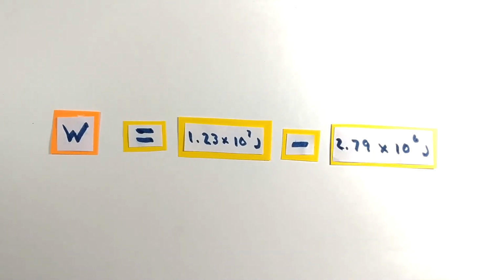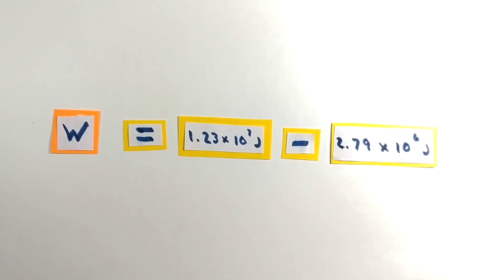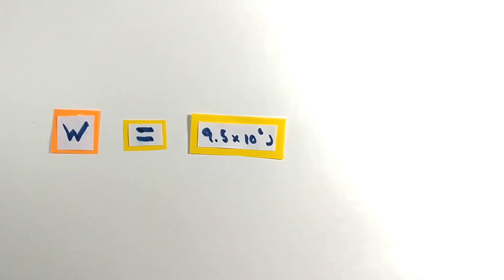Next, we plug in our values into our work theorem formula. Finally, we solve the equation, and we see that 9.5 times 10 to the 6 joules of work was done.